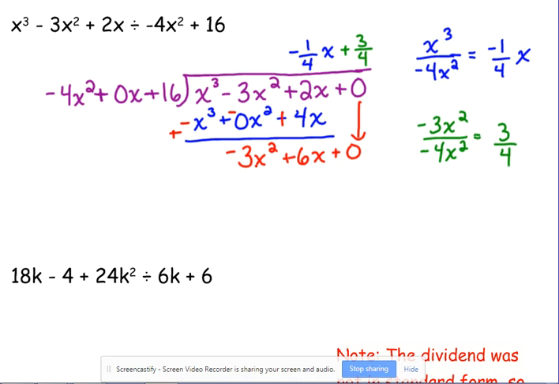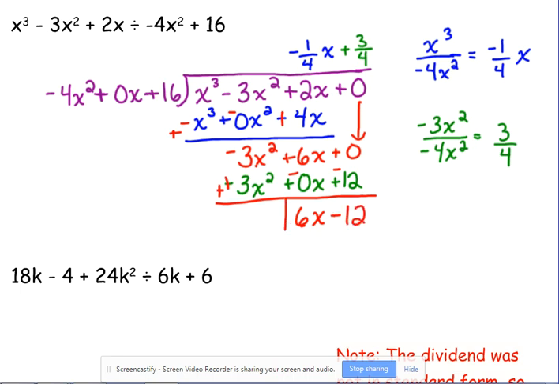So now we multiply. 3/4 times negative 4 is negative 3. X squared times 0 is 0x. 3/4 times 16. 16 over 4 is 4. 4 times 3 is 12. Whoops. Change all my signs and add. That cancels. 6x minus 12. That's our remainder. Okay, we really don't care about that part when we're talking about slant asymptotes in a little while, but that is our remainder here. The quotient is what we're really concerned about. Okay, the quotient is the answer.